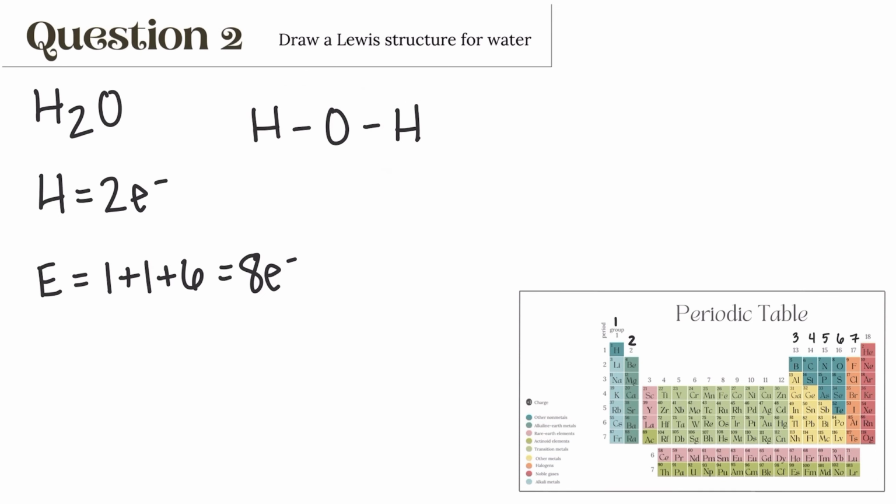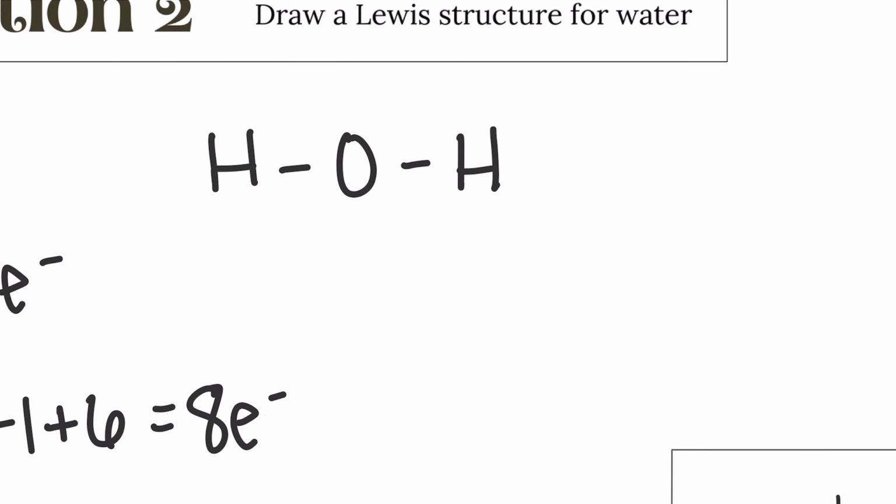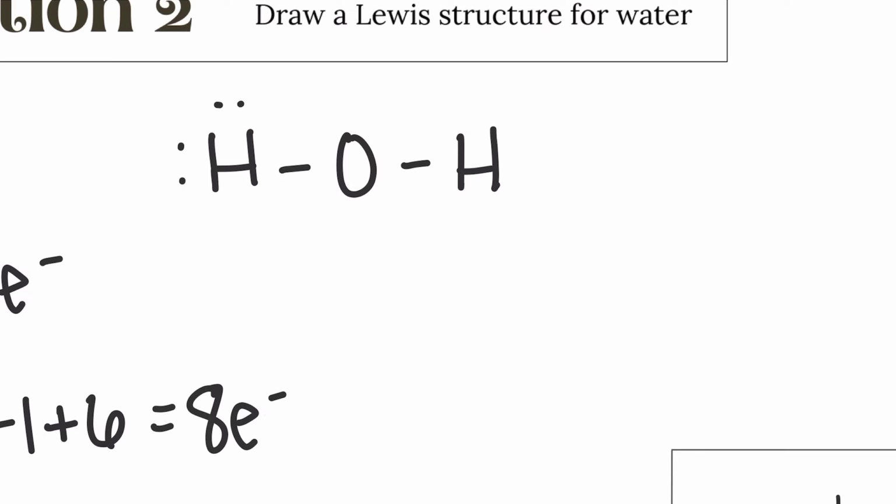So after looking at it, we know that there are already 2, 4. And since we know hydrogen only needs 2 electrons around it to be satisfied, we don't put any dots around it like that. Whoops. We don't put any dots around it right there. We want to put them around oxygen. So we have 4 left, so 2, 4.